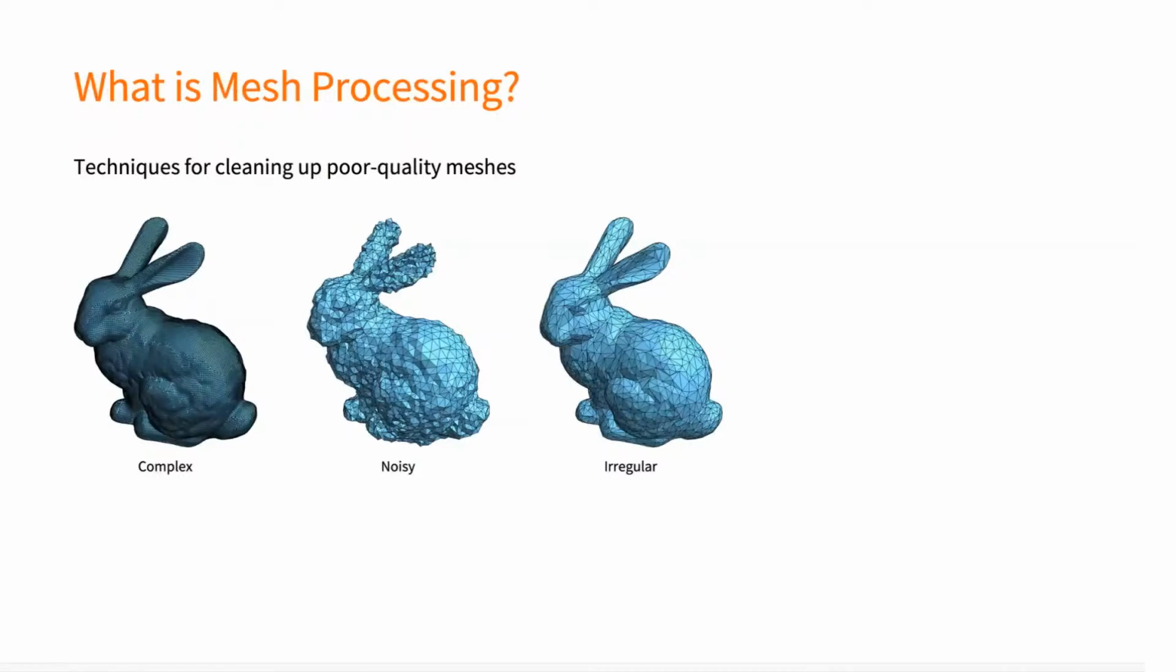Well, oftentimes the meshes we encounter are not of good quality, or at least not for a task we want to use them for. For example, they can be too complex and have too many polygons. They could be noisy from poor scan data, or they could be irregular, where they have triangles of different shapes and sizes. All 3 of these can cause issues for certain tasks. And this is what mesh processing is meant to resolve. Mesh processing uses various techniques to try to optimize these meshes according to some criteria in order to fix these problems.